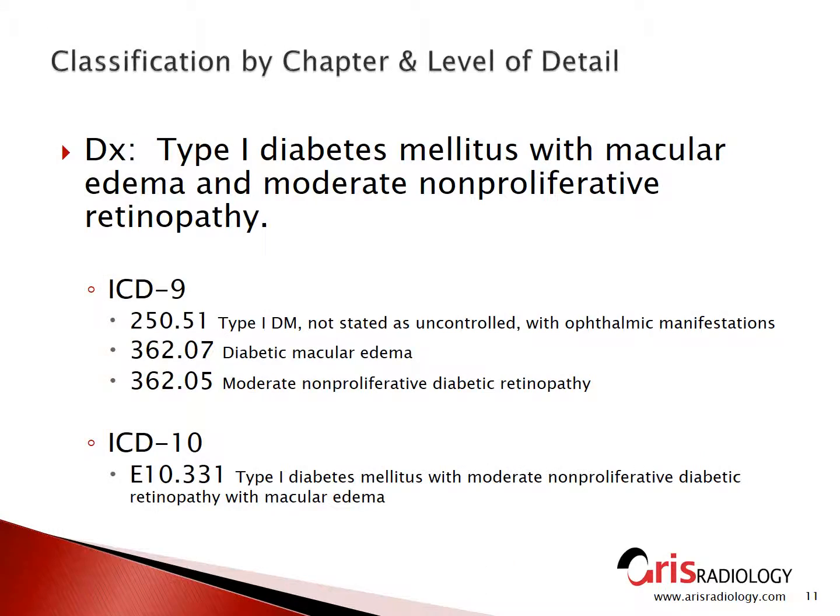Although coding for diabetes is not a big concern for radiology, this example from Chapter 4 illustrates how the combination codes introduced in ICD-10 more fully describe a patient's condition with fewer codes. For a patient with type 1 diabetes mellitus with macular edema and moderate non-proliferative retinopathy, ICD-9 requires 3 codes, but ICD-10 describes the condition in a single code, E10.331.